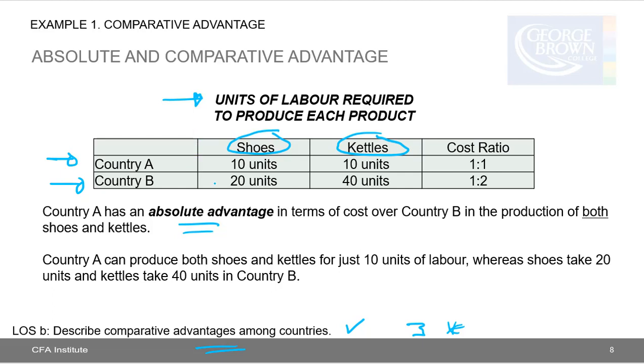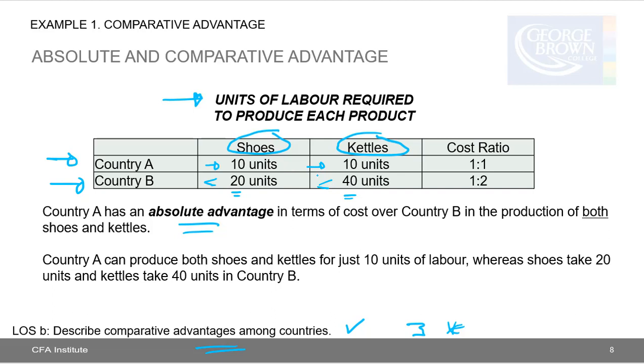the exhibit. It may appear that there's no reason why country A would want to trade with country B, because country A is able to produce both shoes and kettles more cheaply than country B. You can see here country A, it takes 10 units of labor to make the shoes, and it takes 10 units of labor to make the kettles, which is less than country B, where it's taking 20 units of labor to produce the shoes, and it's taking 40 units of labor to produce kettles.